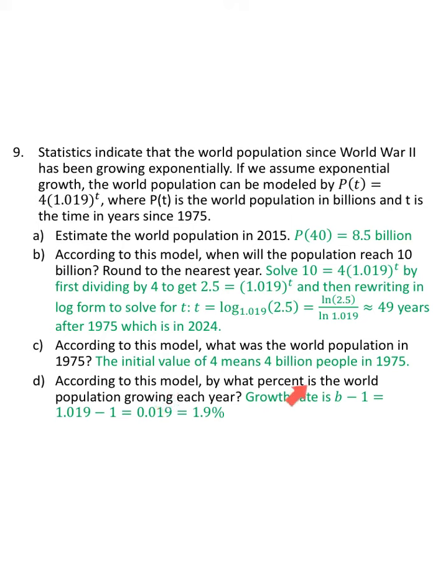According to the model, by what percent is the world population growing each year? Our growth rate has to do with our base multiplier. The growth rate is always the base minus 1, because 100% of the population is still there. How much did we grow is the amount the base is over 1. So 1.019 minus 1 gives me 0.019. If I turn that into a decimal, I move my decimal 2 places. I lied, I'm not turning it into a decimal, I'm turning it into a percentage. The decimal moves 2 places, and I get a percentage growth rate of 1.9% growth each year.